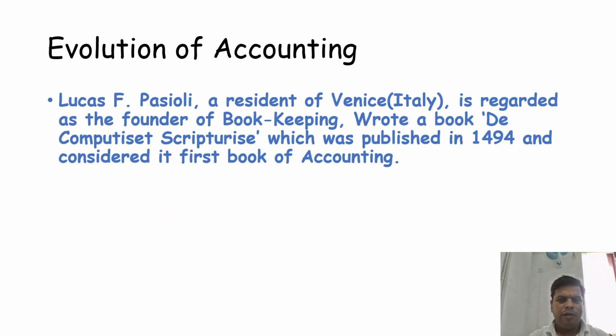So, evolution of accounting. Basically, accounting is as old as other subjects. It came into existence in 1494 with the book De Computis et Scripturis, which was written by Luca Pacioli. That's why he is considered the father of accounting. The book was published in the city of Venice, Italy. Basically, this book was related to mathematics, but there was one concept related to bookkeeping. That's why it is considered the first book of accounting.